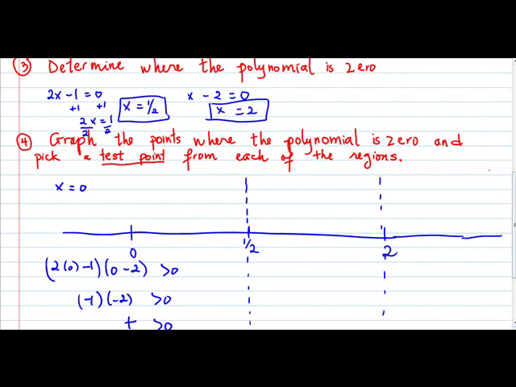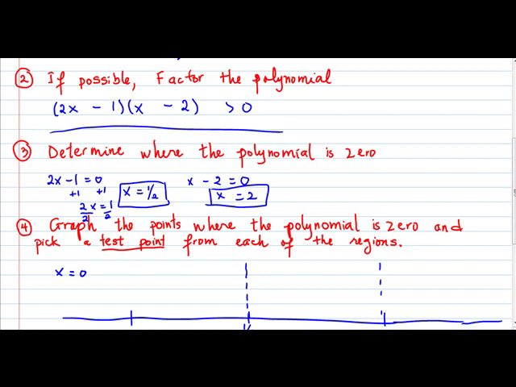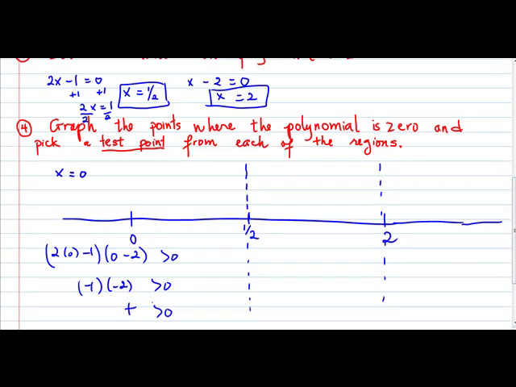We want some value that makes our polynomial greater than 0. So our polynomial is greater than 0, so therefore it's true. This means our solution belongs from minus infinity to 1/2. Now let's test somewhere in the middle, so I'm going to pick 1. Let's put x equal to 1. I want to know when x equals 1 whether our polynomial is greater than 0 or not. So 2 times 1 is 2, minus 1, times 1 minus 2. Is this greater than 0 or not?